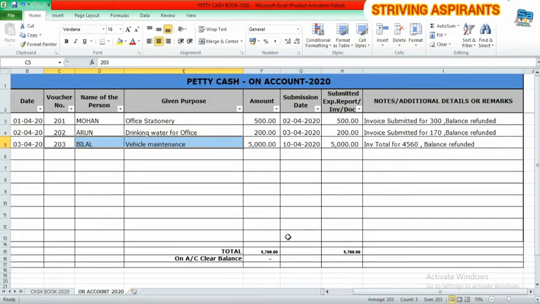When we enter any other amount, it will show in the on account clear balance again. So we can see in the video, I have removed it and the on account clear balance is gone. Again coming back to the cash book 2020. Here we can see the receipt is 15,000 and the payment is 5,030 and we have the balance amount 9,970.